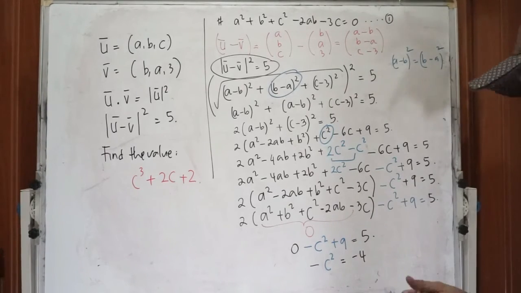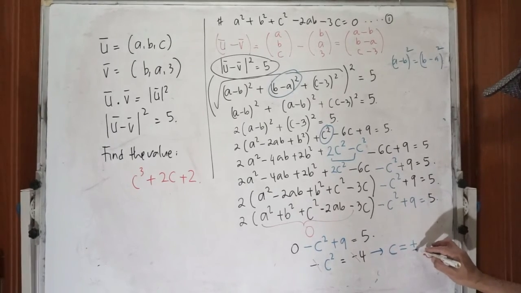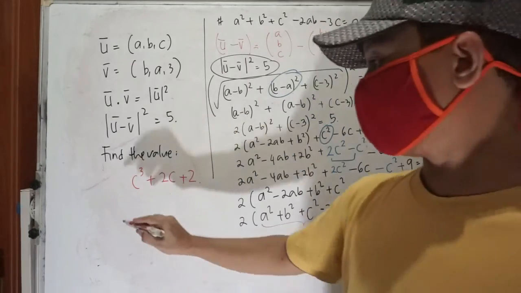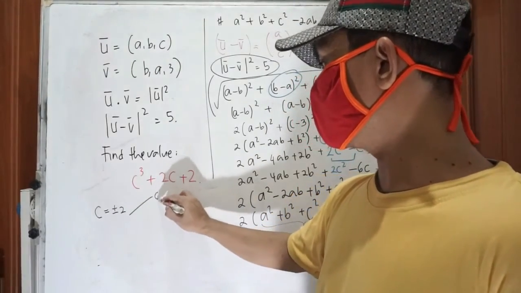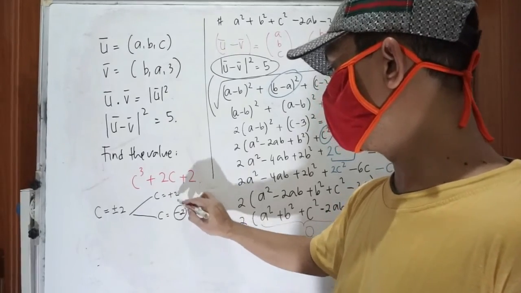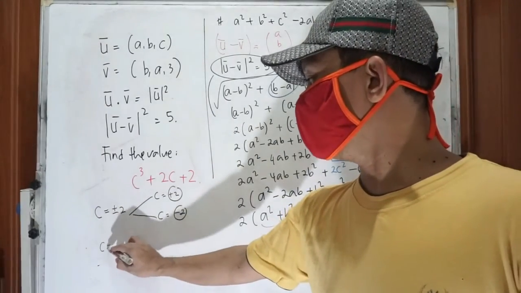So the minus signs cancel, right? So you got C equal plus or minus 2. You got two options, positive 2 and negative 2. So C is positive 2 or C equal minus 2. There are two options.